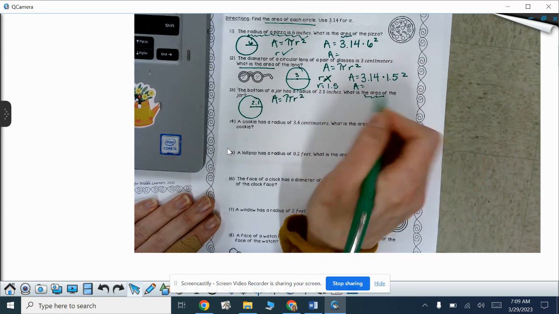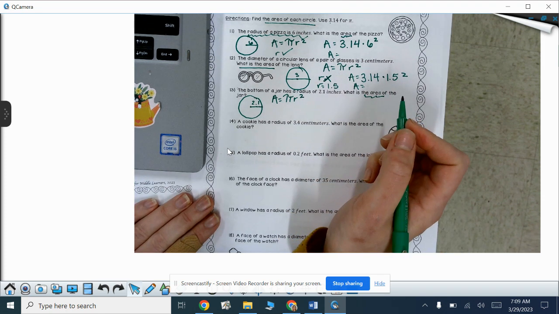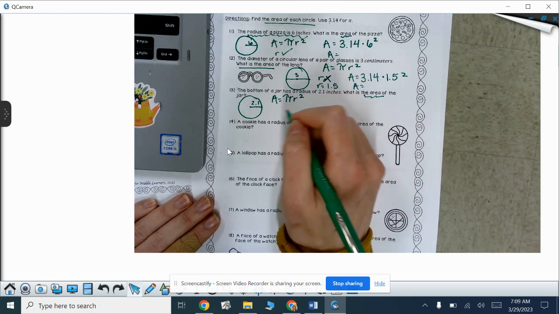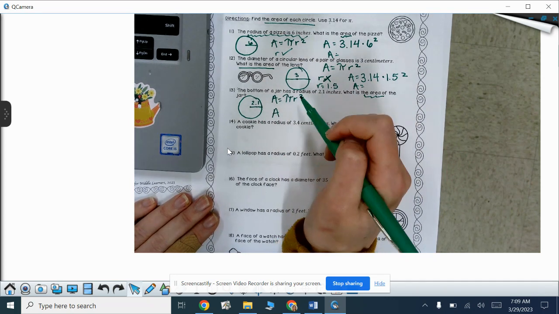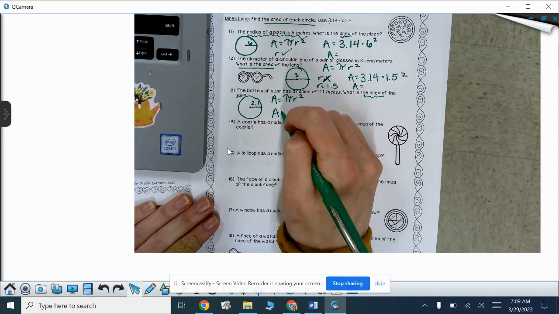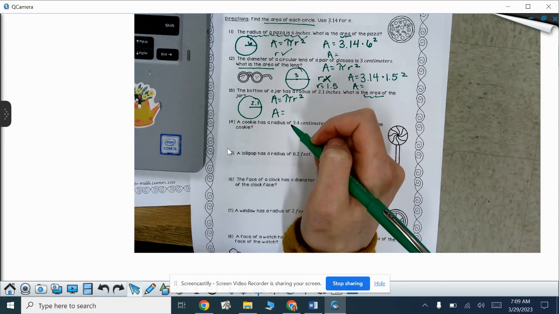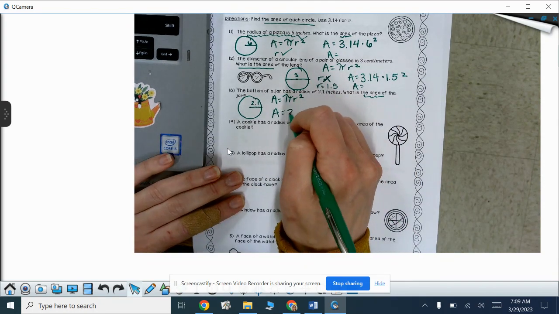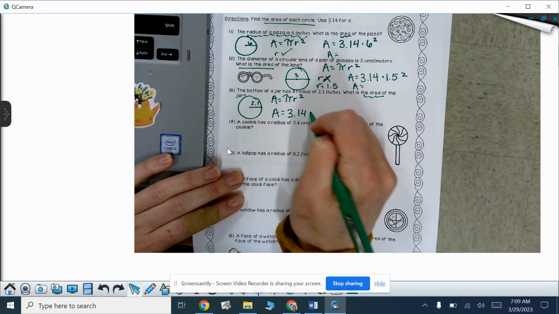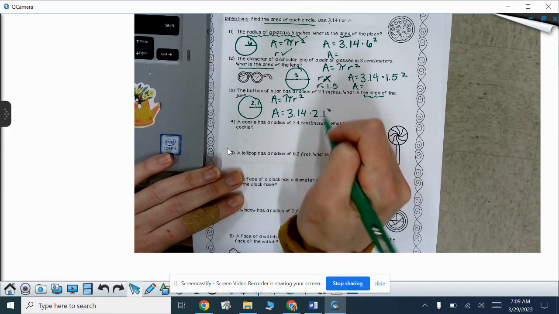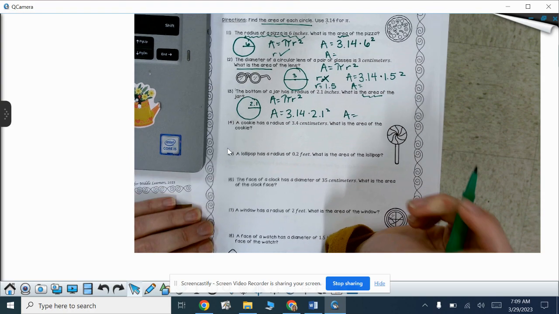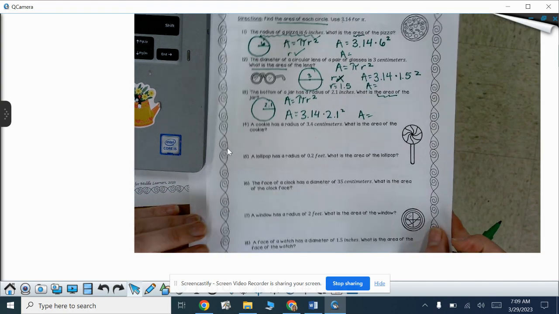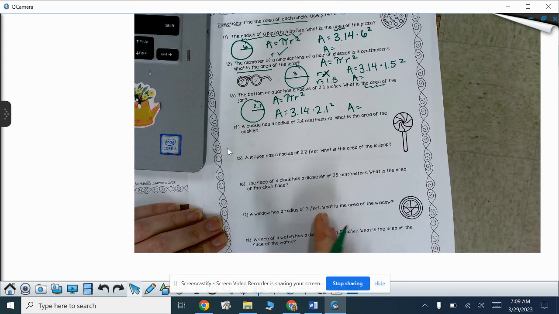We always have to read the question when we're looking at word problems like this. So, do I have my radius? Yes. So I can go forward with this formula. Remember, if I had the diameter, I would need to find the radius. Okay, and that's what you're putting into Desmos to get your answer. All right, you guys can finish this on your own now.